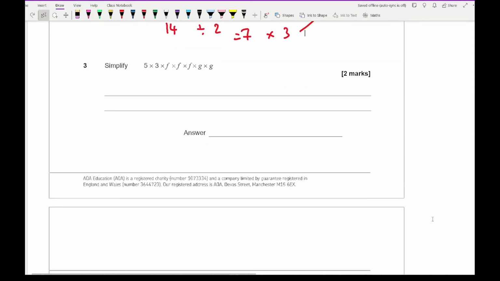For question 3, we just need to simplify this. So again, remember you multiply numbers with numbers, letters with letters, and when you've got the same letter, you can incorporate powers. So here, 5 times 3 is 15. F times F times F is F cubed. And G times G is G squared.